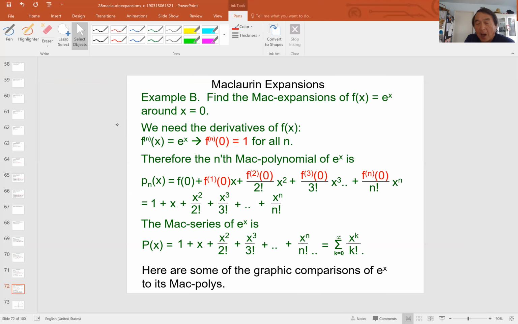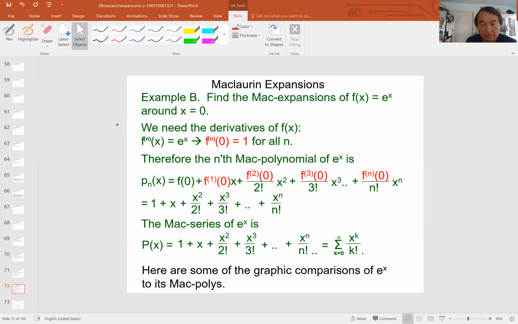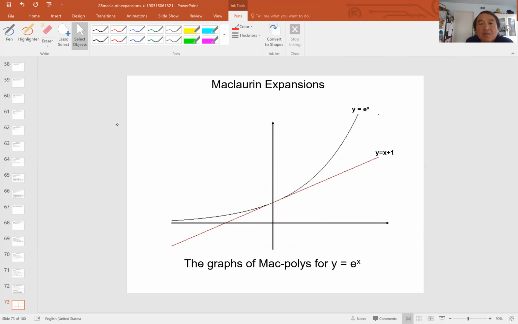And this bottom is the power series associated with e to the x. And how about the trig functions? Let's take a look at the approximation using this Maclaurin polynomial. So here's e to the x, and here are the linear approximations. And here's the best polynomial, the green line at 0.